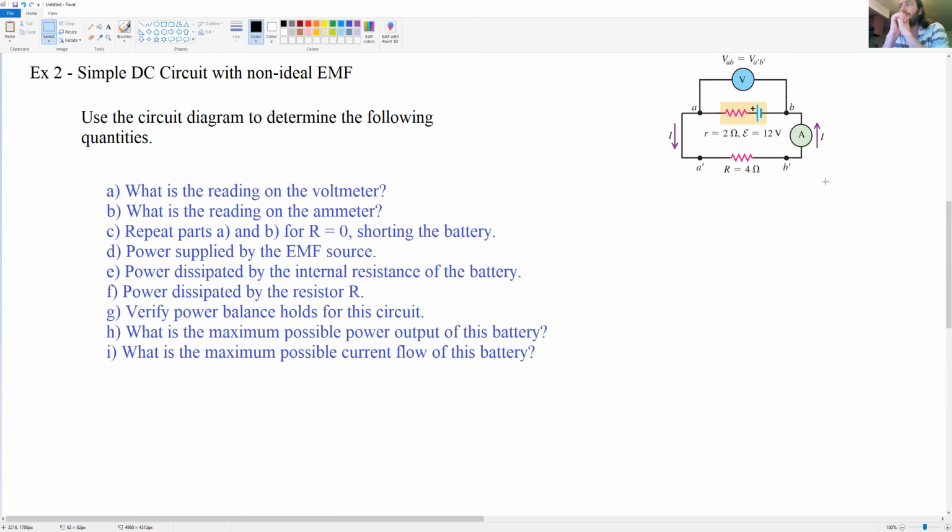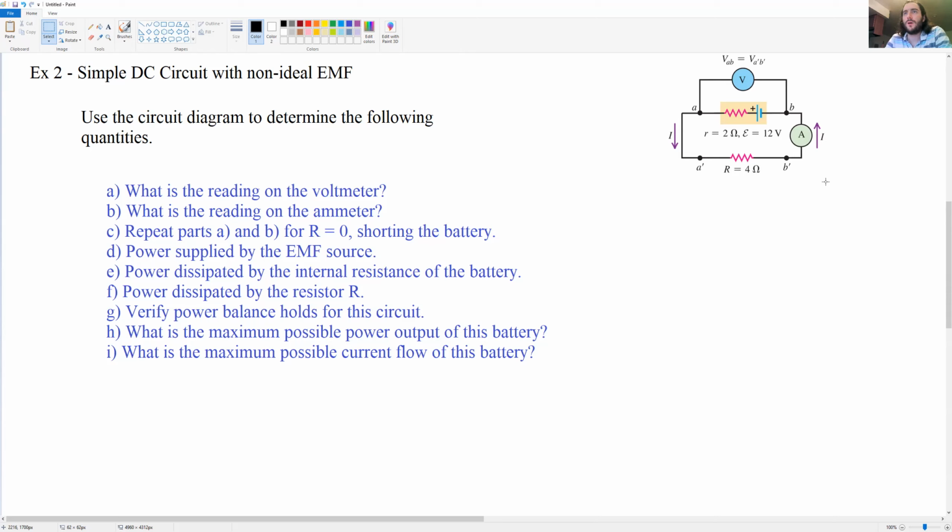We have a circuit with a battery. It's got an internal resistance and an idealized EMF source, 12 volts, internal resistance 2 ohms. We connect this thing in series with a 4 ohm resistor, but we also want to measure the current. We want to measure the potential difference across the terminals of this battery. So we connect the voltmeter in parallel with the battery, and we connect the ammeter in series with the resistor to measure the current. Okay.